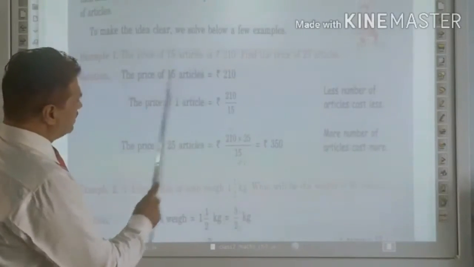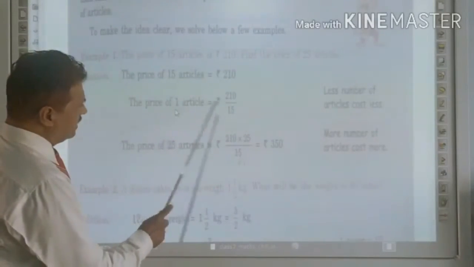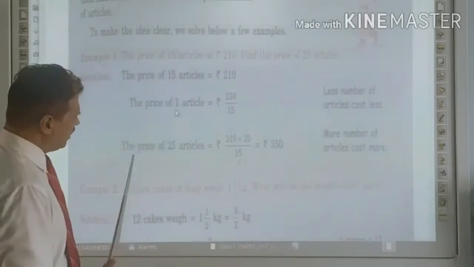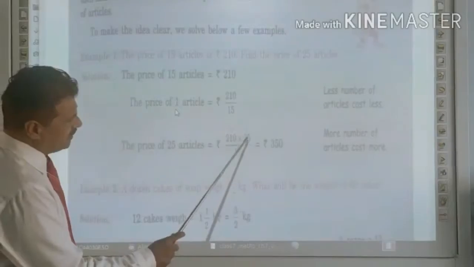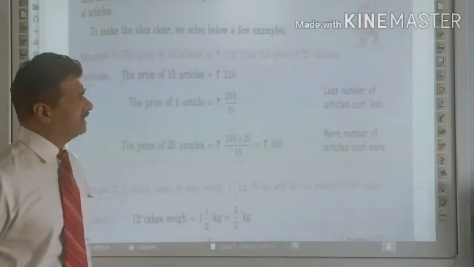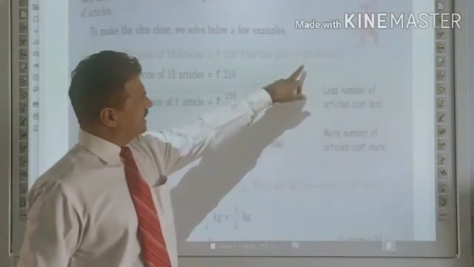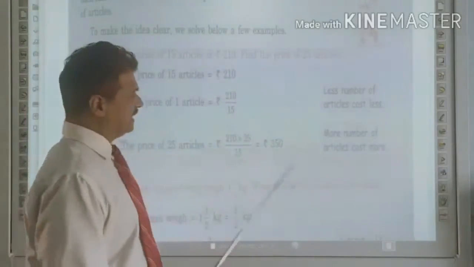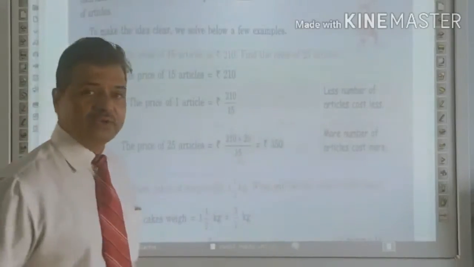When many is given and we find 1, we divide by 15. When 1 is given and we want 25, we multiply by 25. When we solve it, we get 350. It means the 25 articles will cost 350 rupees. This is the solution by the unitary rule.